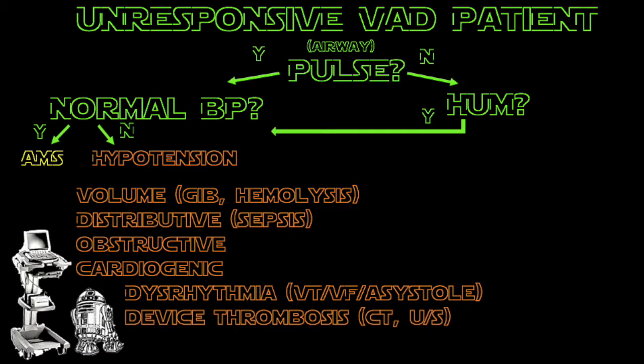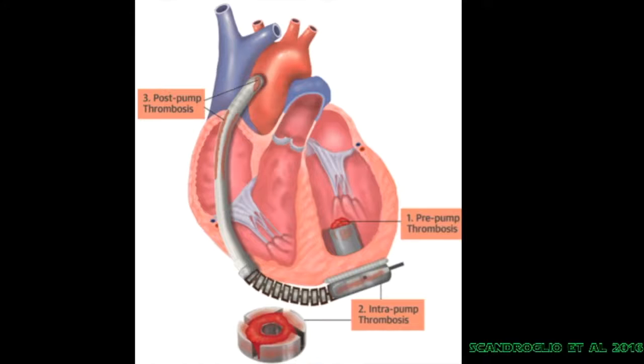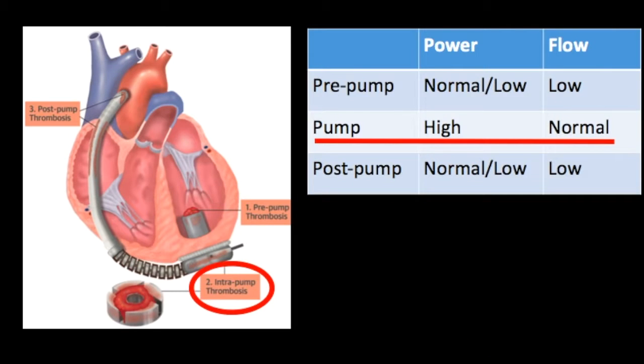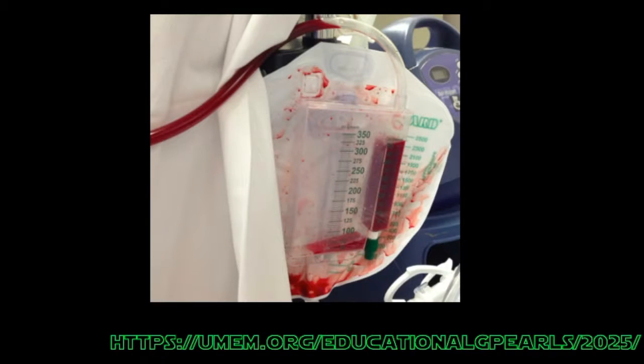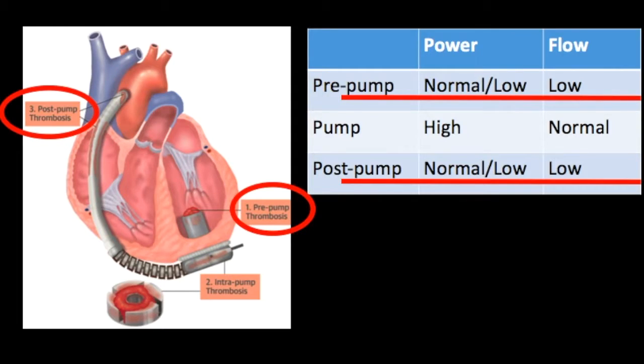You may also have a VAD thrombosis on your hands. The 3 places where a clot can form are the inflow cannula, the pump itself, or the post-pump sheath. Thrombus within the pump usually leads to an increase in pump power usage with a maintained calculated output or flow rate. The VAD may be warm and you may see gross hematuria on exam. Thrombosed pumps usually need to be replaced. Pre- and post-pump thromboses present with similar pump findings of low power and low flow.